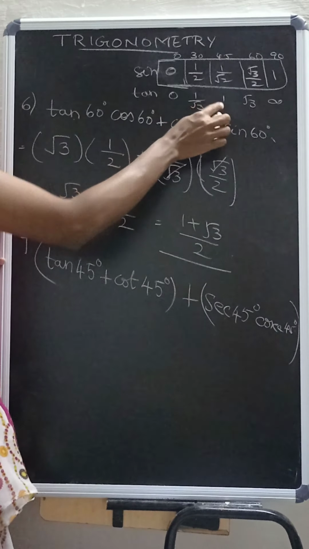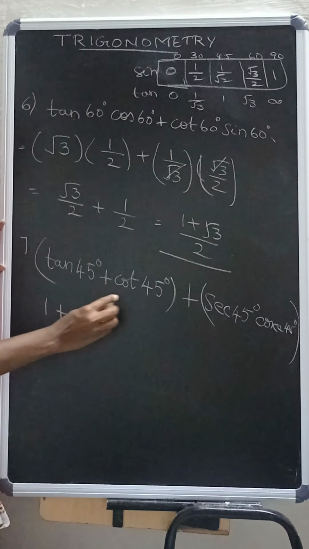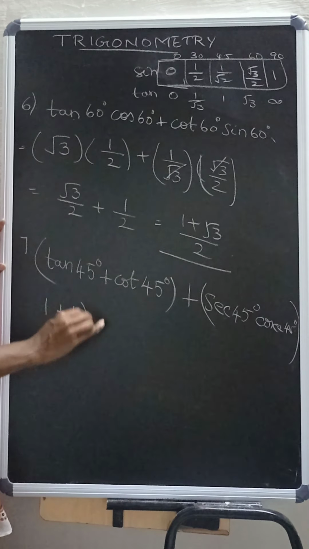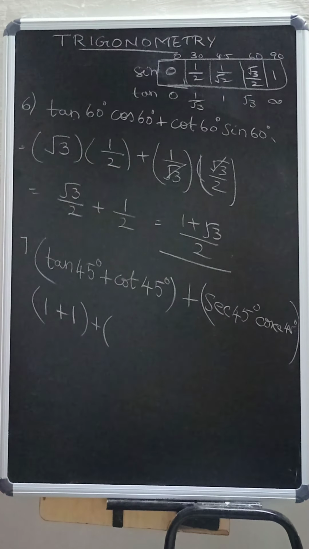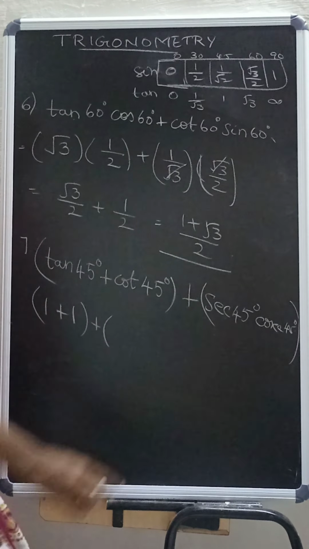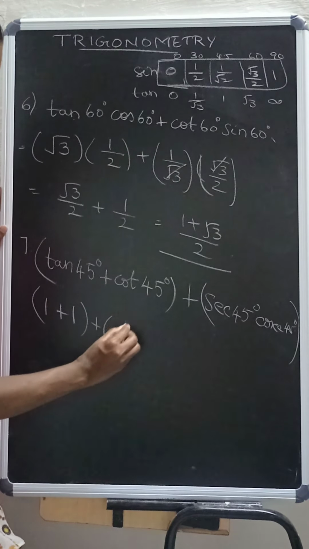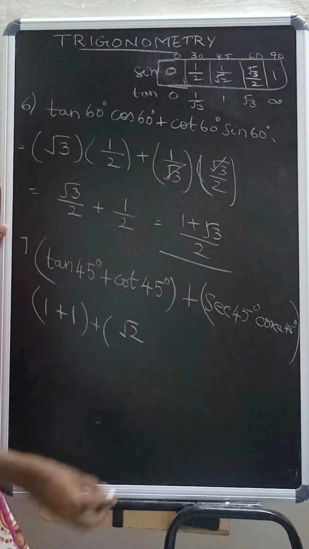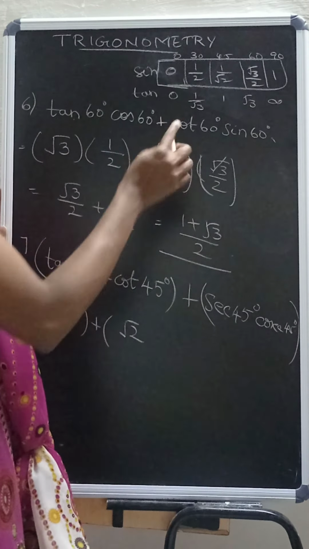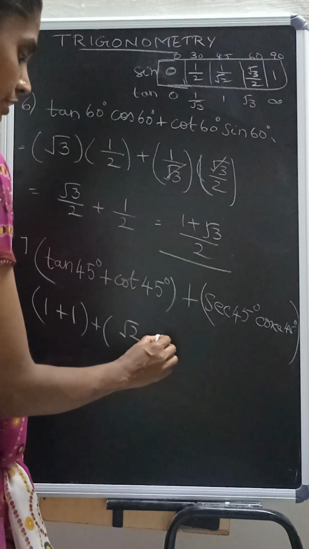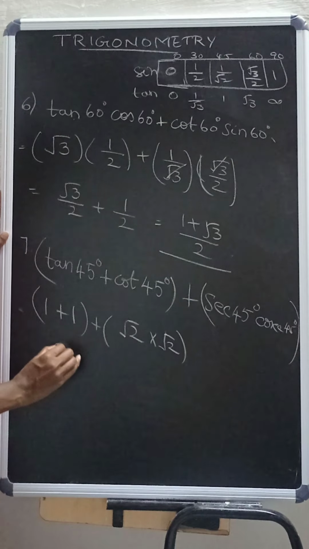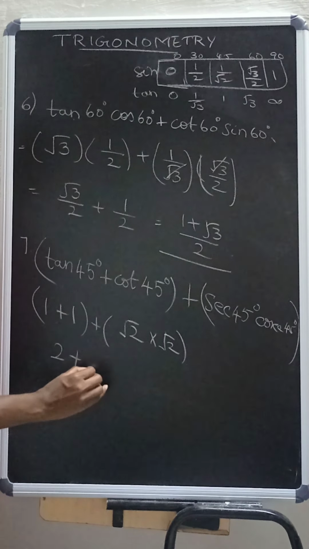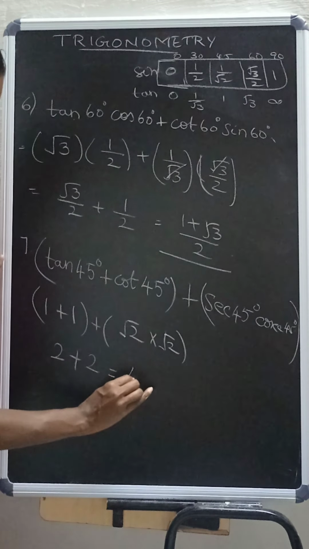Tan 45 is 1. Cot 45 is also 1. Plus secant 45. Secant is nothing but 1 by cos 45. So it is going to be root 2. Cosecant 45 is nothing but 1 by sin 45. So that is also root 2. 1 plus 1 is 2. 2 plus root 2 into root 2 is 2, which is equal to 4.